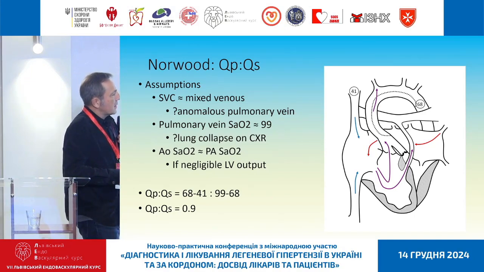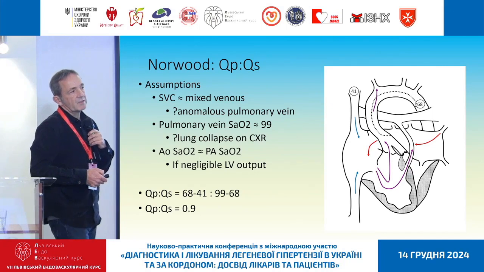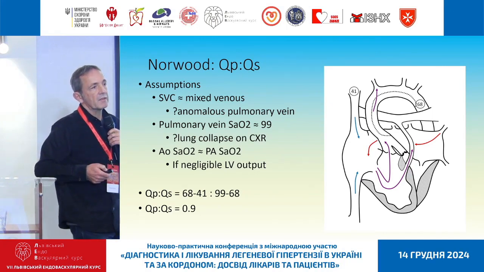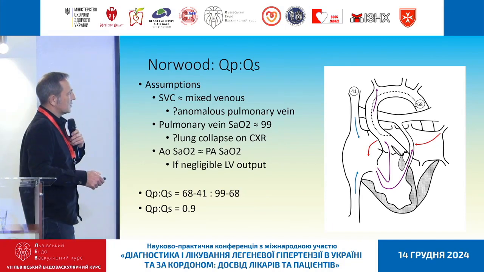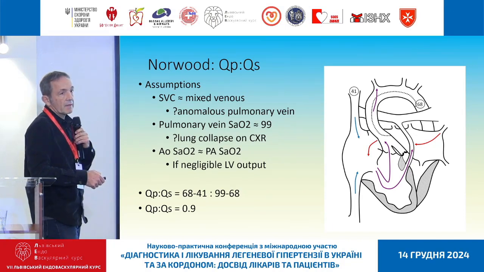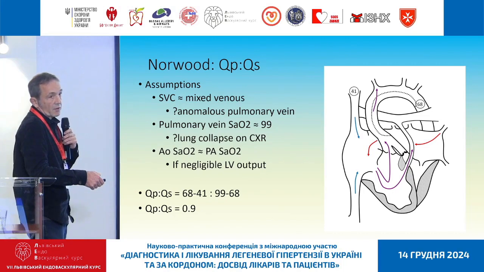Now, checking what the QpQs is, what the shunt is in patients who've had a Norwood operation, is a common question in the intensive care unit. You want to know if the child has enough pulmonary blood flow or whether they have too much pulmonary blood flow. And you only need 2 measurements to get that, and you can get those measurements from bedside monitoring. You can tell the SVC saturation from the central line, and you can get the arterial saturation from the arterial line. And with those 2 measurements, you can tell the QpQs.